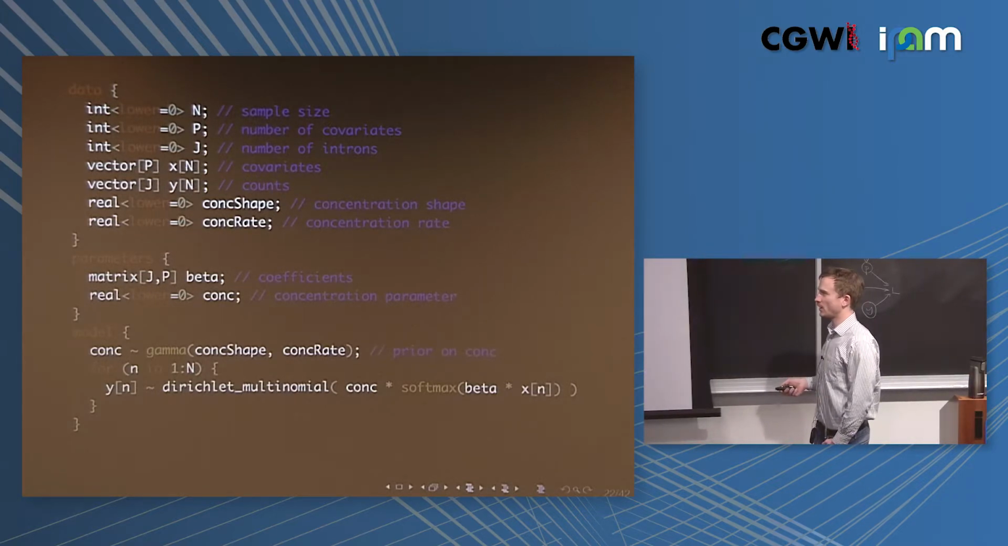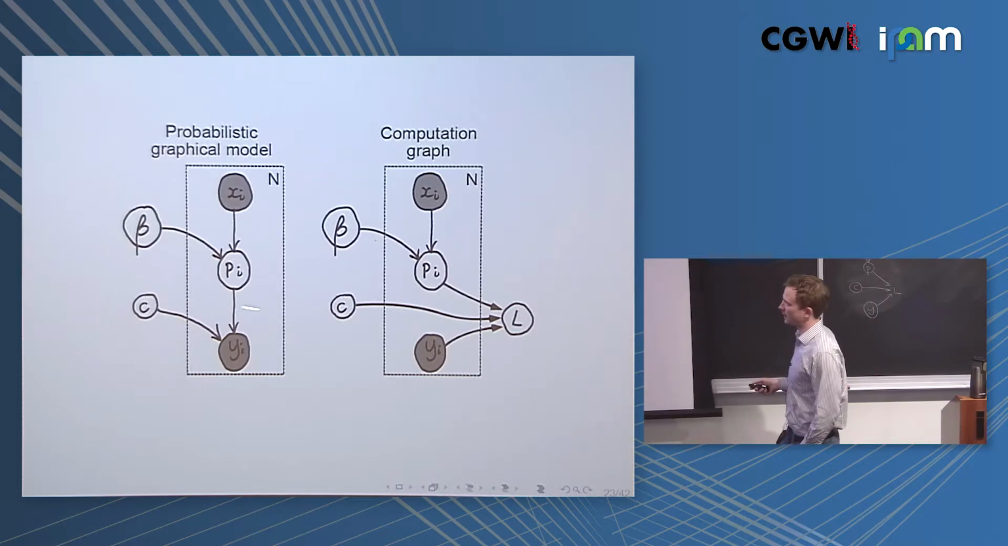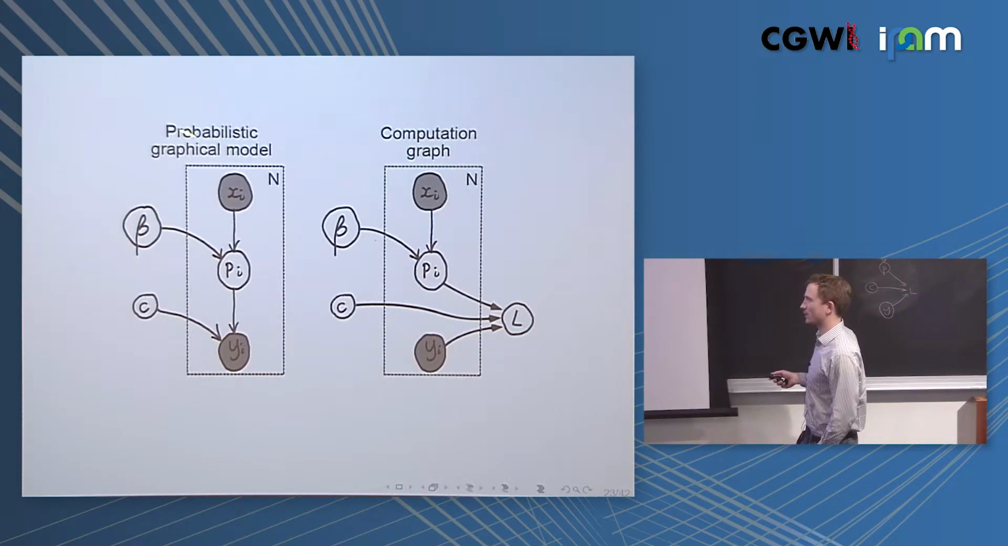Once you have this, what Stan does under the hood is take that probabilistic model represented as the probabilistic program and calculate its computation graph, which looks quite similar to the graphical model, right? Except that the thing it's trying to calculate in the end is the likelihood, L.